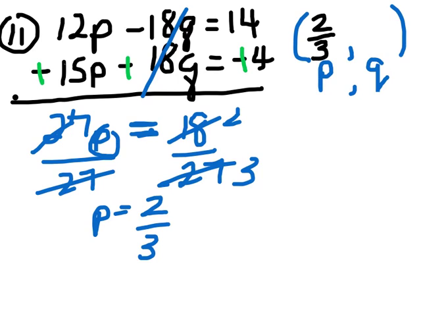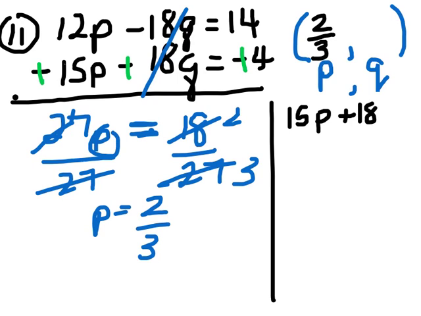I need to find Q. Joy, I get to plug a fraction in. Okay, so let's see. Y'all want the top one or the bottom one? Or the bottom one revised? Okay, so the bottom one revised would be a positive 15P plus a positive 18Q is a positive 4. So that's what I'm going to write down, 15P plus 18Q equal 4. And I know that P is 2/3.